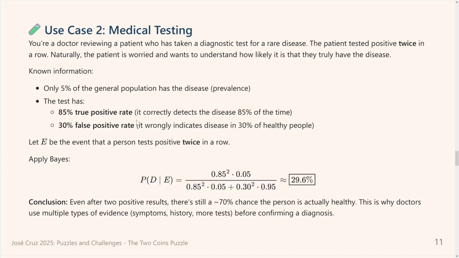Because even if 2 doctors are right 80% of the time, the math says that they are only 30% right. Because the probability of really having a disease, taking into account that only a very small part of the population has that disease, is very low.